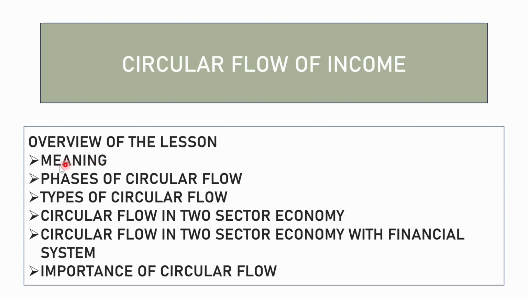So first we will be learning about the meaning of circular flow of income. Then second is what are the phases which are included in circular flow. Then what are the types of flows that we have? Then circular flow in two-sector economy. The next part is circular flow in two-sector economy with financial system. And the last one is importance of circular flow.